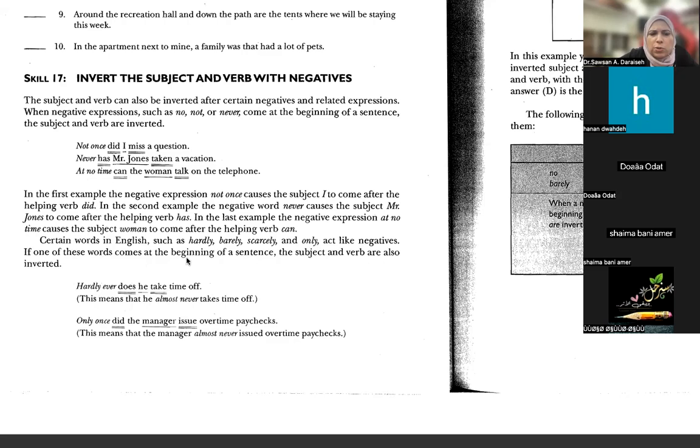So if one of these words comes at the beginning, the subject and the verb are also inverted. We have another example here. Only once did the manager. So we have what, guys, here? Only, okay? An expression with only once means only one time. Did the manager do what? Issue overtime paychecks. Issue like release, give, provide people.